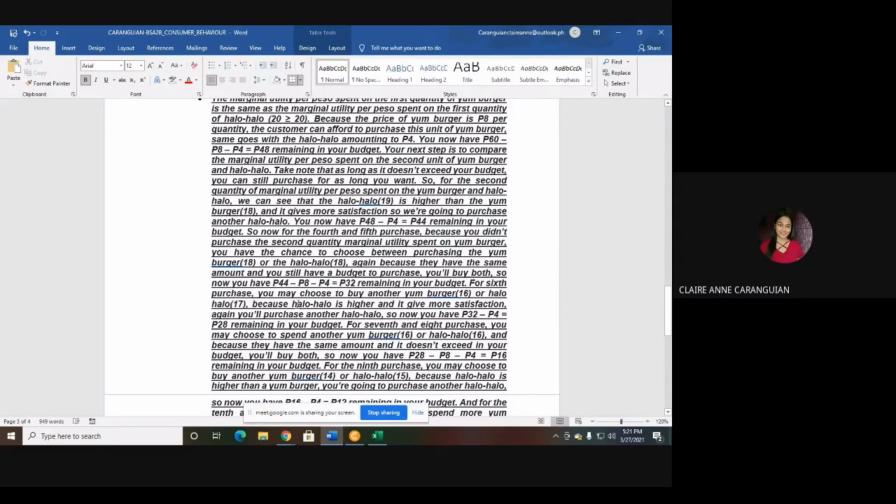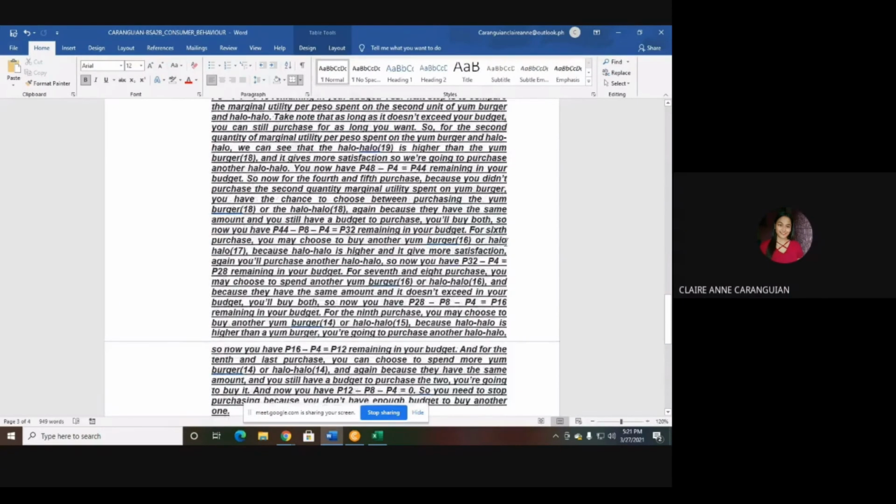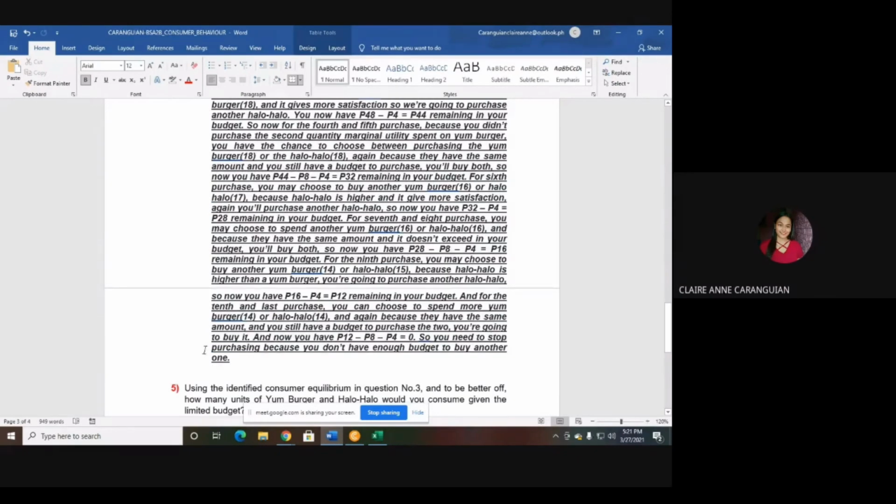For the next purchase, you may choose to buy another Yum Burger or Halo Halo, which is 17, because Halo Halo is higher, it gives more satisfaction. So again, you know naman that we should compare the higher the value or higher the marginal utility, the higher the satisfaction. So yun lang yung content nun, that they have the same amount, you will still have the budget to purchase two. You're going to buy it. And now you have 12 pesos less 8 less 4 is equal to 0. So you need to stop purchasing because you don't have enough budget to buy another one.